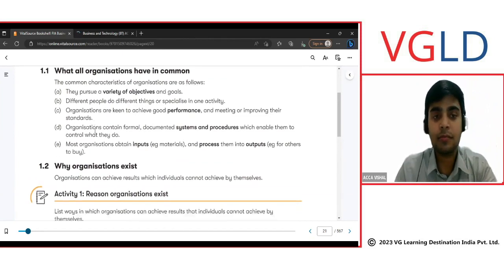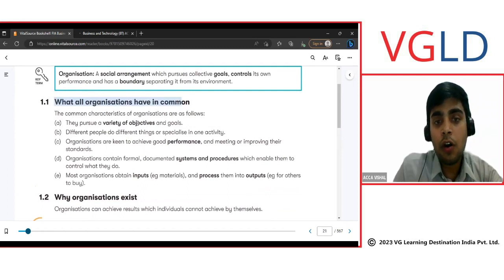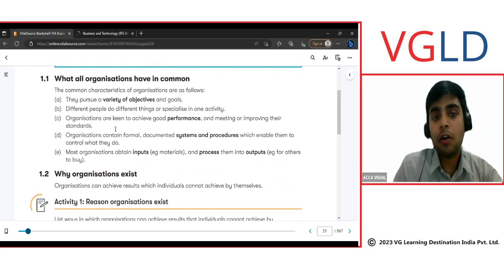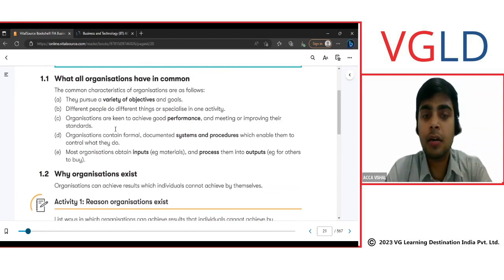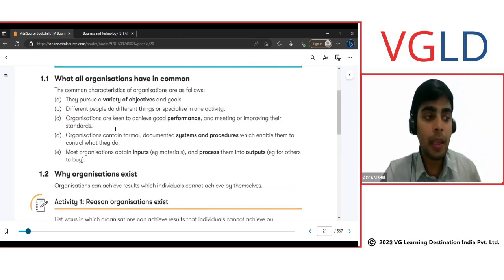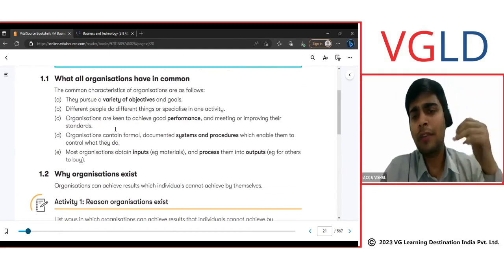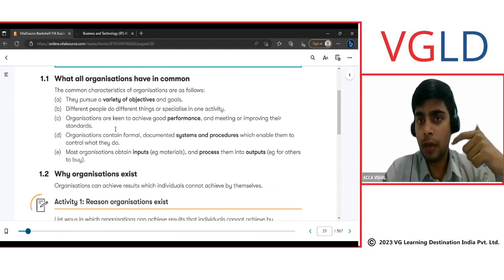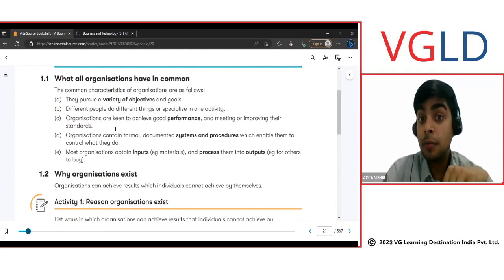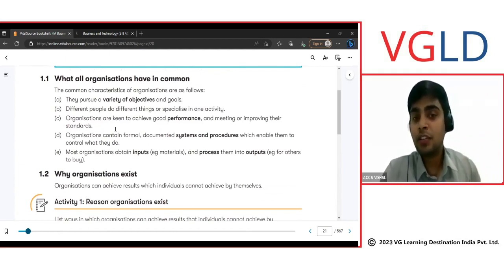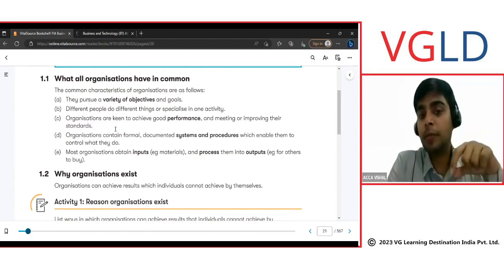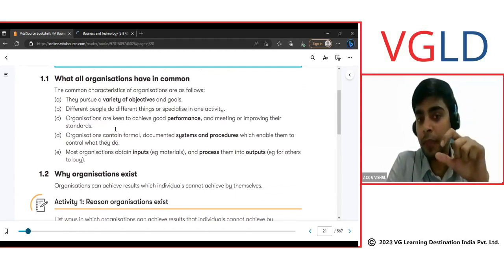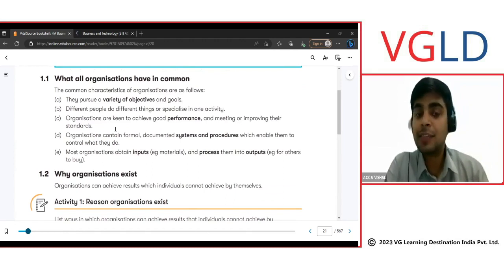Okay, no worries. So what do all organizations have in common? Organizations basically pursue a variety of objectives and goals. What do I mean by a variety of objectives? You have heard that businesses are there for earning profits, but earning profit is actually a very short-term goal. It is only for a year, because profit is only for a year. But wealth is a different objective, a long-term objective.